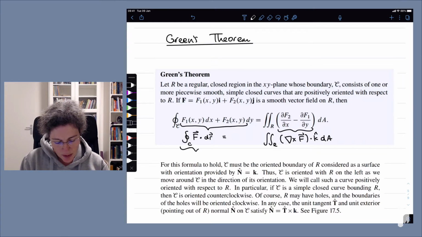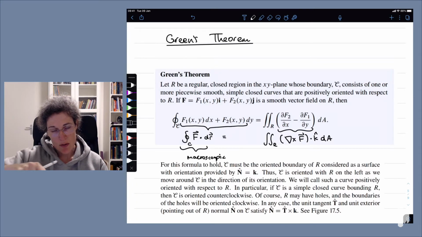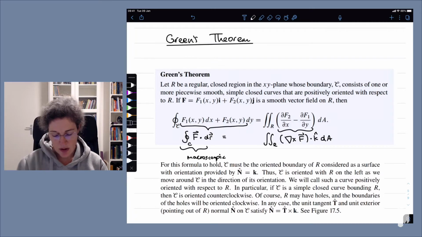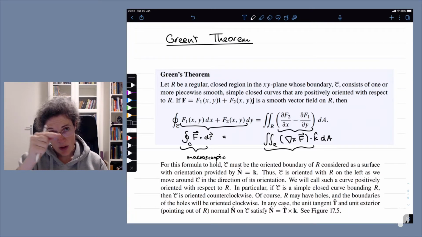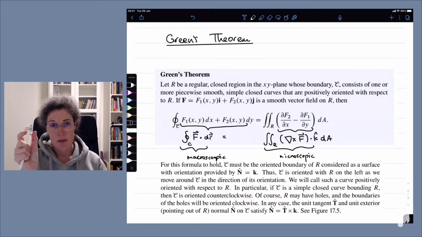So we've got our macroscopic behavior here. We look just by going around without thinking about what's going on inside the region. And over here, we look at everything that's going on in the region, all the little curls, we add them all up, and the net result is that these two things are equal.